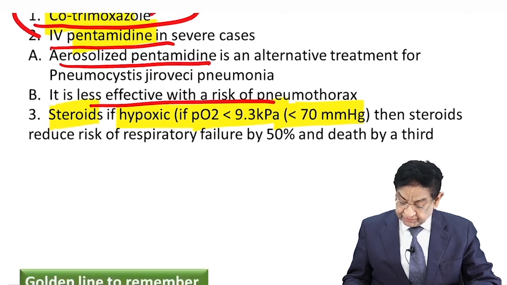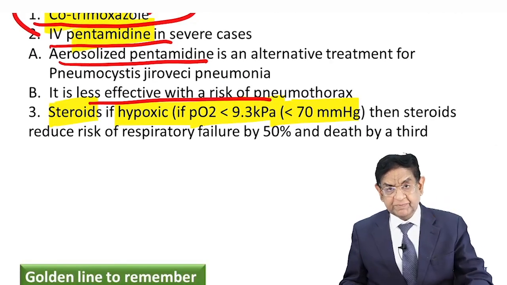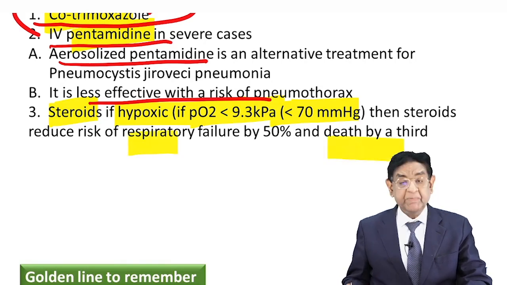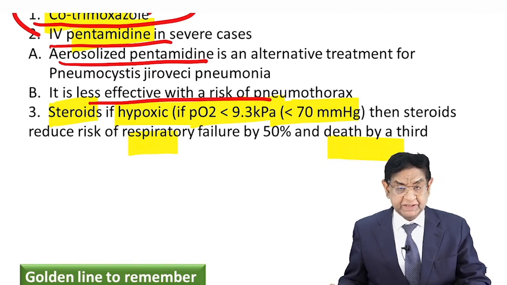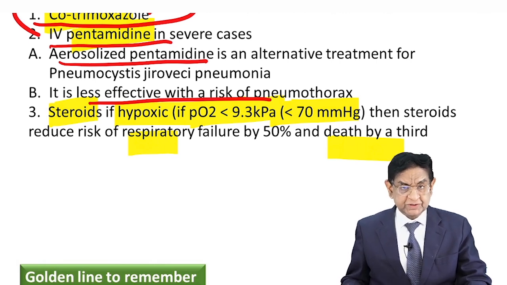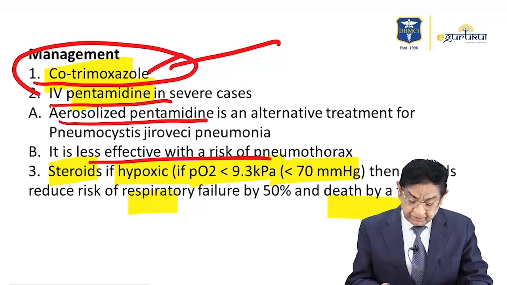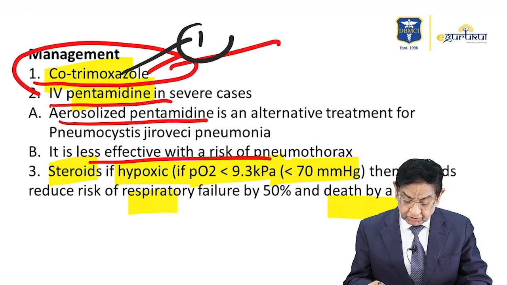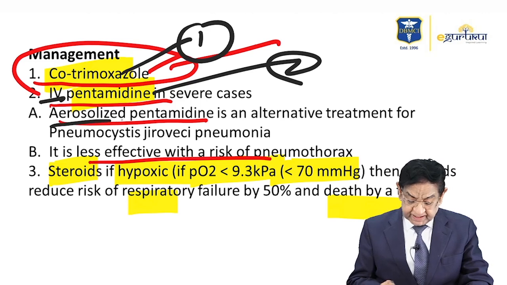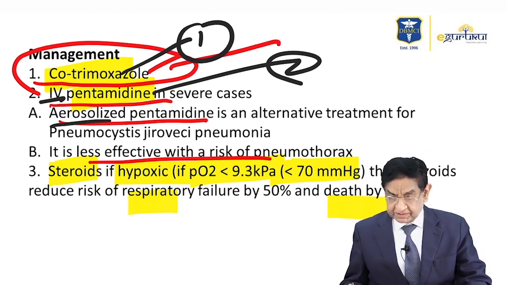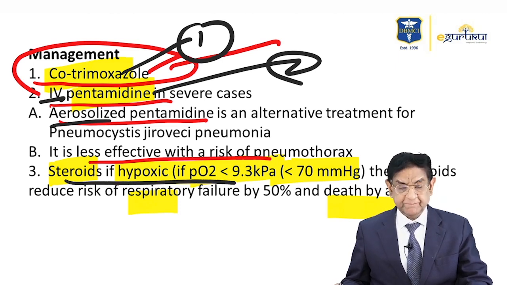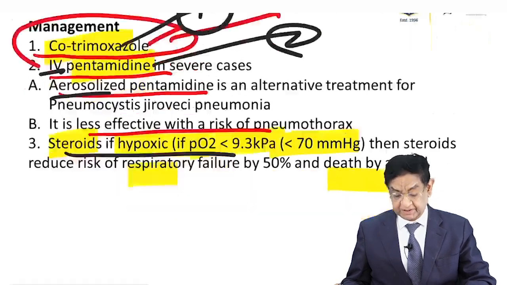Okay, so when you give steroid in a patient of pneumocystis, it reduces the risk of respiratory failure by 50%. 50% is a huge percentage, and death by one third again. Lot of benefits are there. So friends, to summarize the whole show, treatment of a case of pneumocystis: number 1, co-trimoxazole, keyword. Number 2, pentamidine, which can be given both IV and even by nebulizer. And third is the steroid, but this we give when the PaO2 is less than 9.3 kPa. Okay, so 3 keywords in this particular.